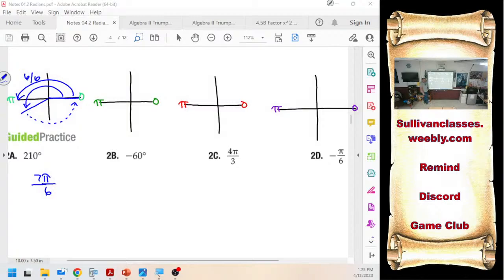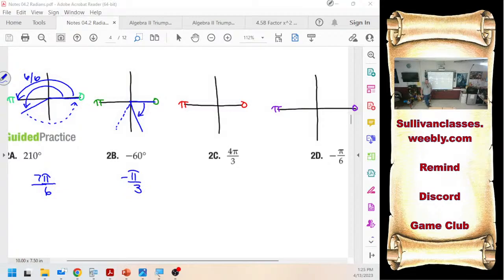Negative 60, what quadrant am I in? 4. Negative because I rotate this way. And it's 1/3 of the way to pi. So negative pi over 3.